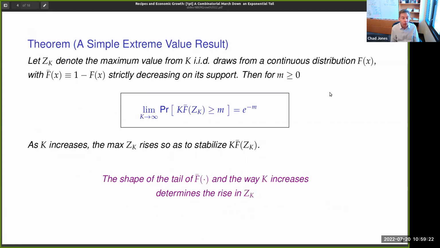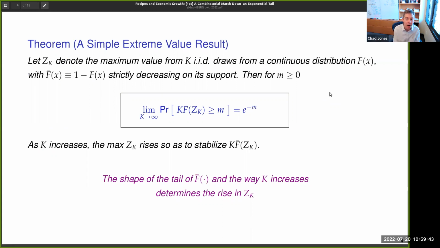Here's the theorem, a simple extreme value result. Let z_k denote the max value from k IID draws from some continuous distribution F. Since we're focusing on the max, it's useful to define the tail of the distribution, the complement of the CDF: F bar of x is 1 minus F of x.